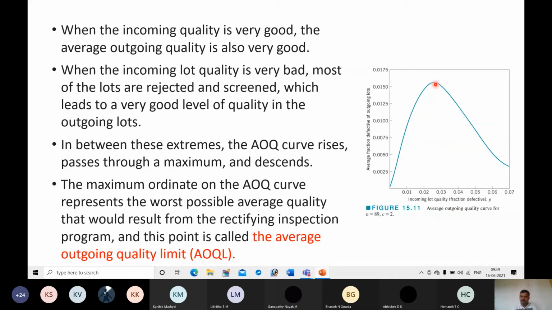So that means it is 0.0155. More than this will not occur. Overall, the outgoing lots consist of 1.55% defectives.